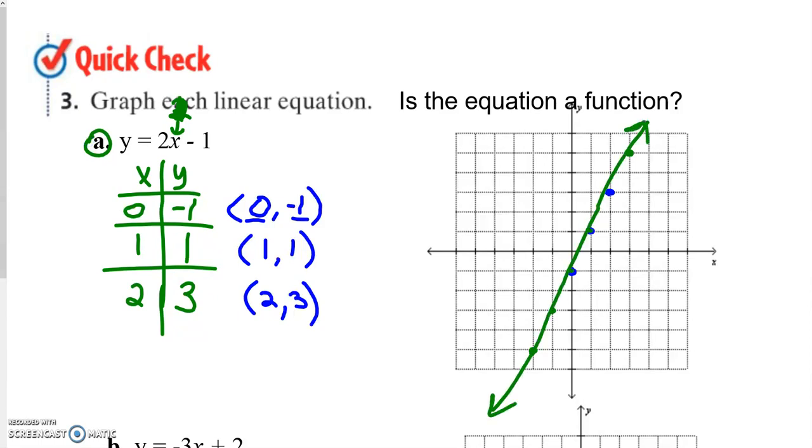I should use a straight edge. I just free-handed that. Not very good. So graph each linear equation. I graphed it. Now the second part says, is this thing a function?